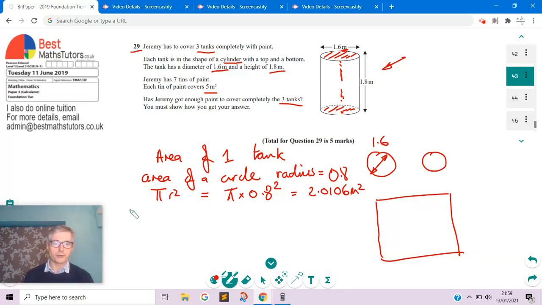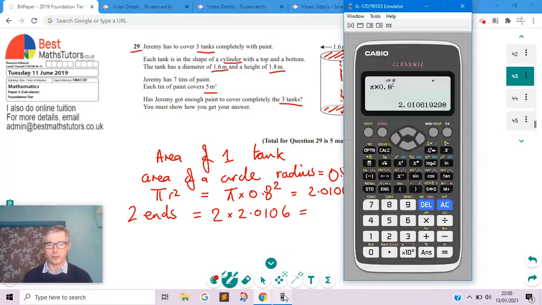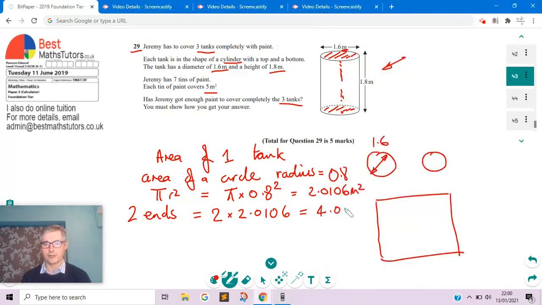So the area of the 2 ends is going to be 2 times 2.0106. So I'm just going to take the value I've already got on my calculator and times it by 2. And again, it's giving me the answer in terms of pi. I'm just going to press that again and write it to 4 decimal places: 4.0212. So that's these 2 circles.